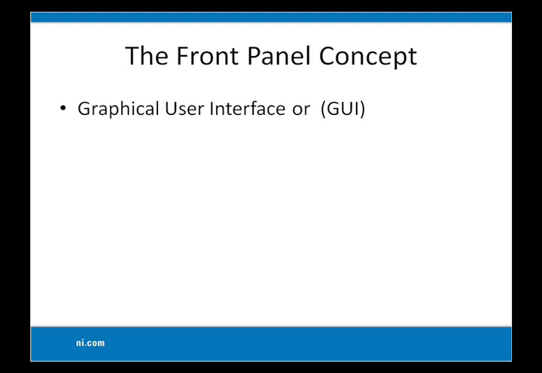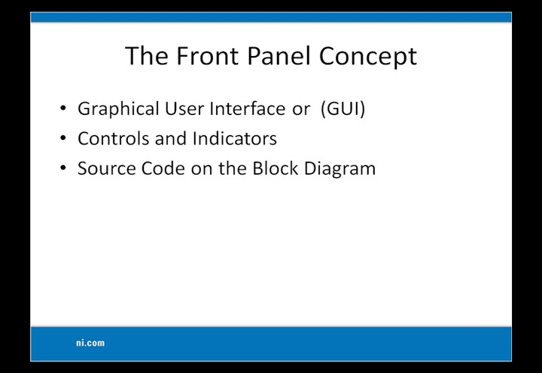The concept of the front panel window is fairly simple. The front panel functions as the user interface of a particular VI, also referred to as a GUI. The front panel has controls and indicators, which when placed on a front panel are automatically placed on the block diagram. Additionally, source code for the front panel can be found on the block diagram.